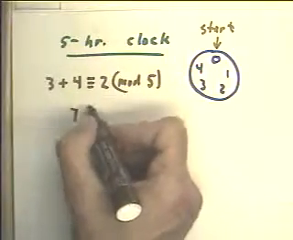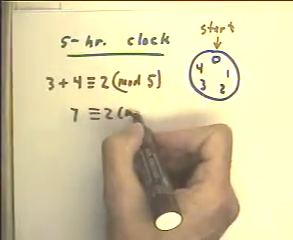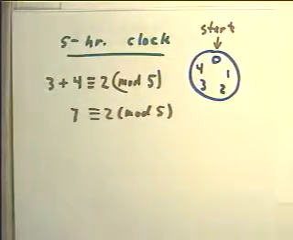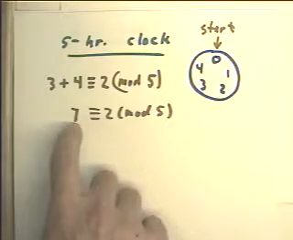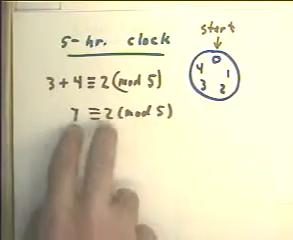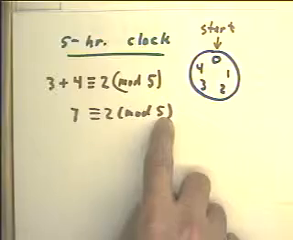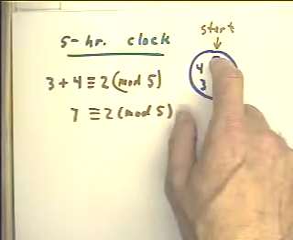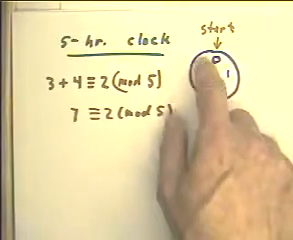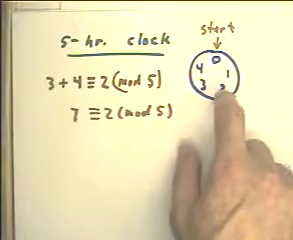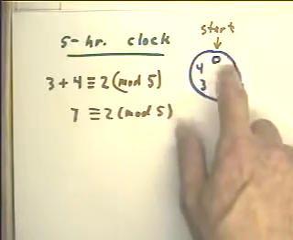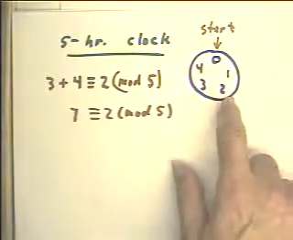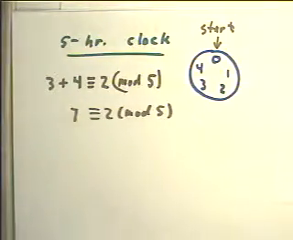Now we're going to say that 7 is congruent to 2 mod 5, because on a 5-hour clock 7 gets us to the same place 2 does, because 7 and 2 differ by 5. So, if we go 7 hours on this clock, starting at 0, we end up here. The first 5 takes us around the clock once, and then the 2 that we have left over gives us the time, which is 2.